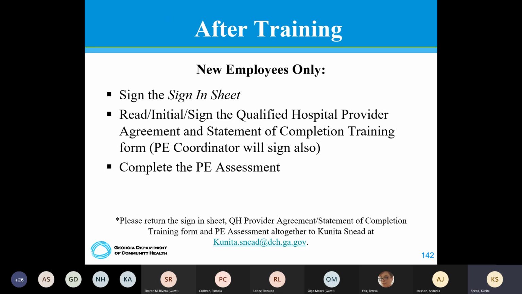Once you have everything completed, please send me one email with everything attached to it. You can send it or your PE coordinator can send it, but I need everything completed in its entirety before you send it to me. So don't send me your assessment in one email and then later send your sign-in sheet. Send me everything at one time, because I get a lot of emails and that'll help me keep up with everything.